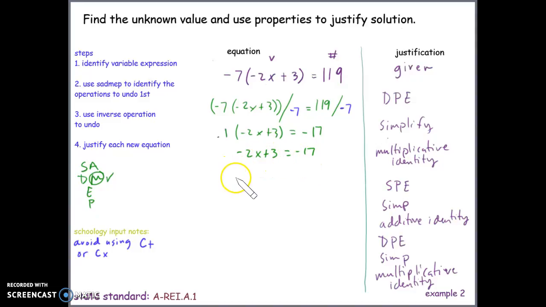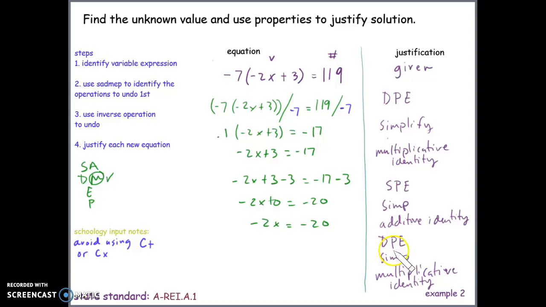So we're going to subtract 3 to both sides, and we're going to write this at the end of the expressions. So we have negative 2x plus 3 minus 3. That way we don't have to commute them. Minus 17 minus 3. Now we can go ahead and simplify. We know that these simplify to 0. So we have negative 2x plus 0 equals negative 20. And the additive identity states that when you add 0, it leaves the value unchanged. So we just have negative 2x equals negative 20.